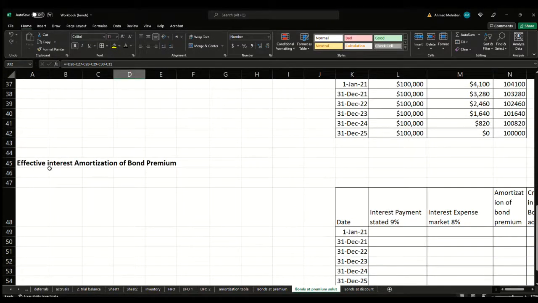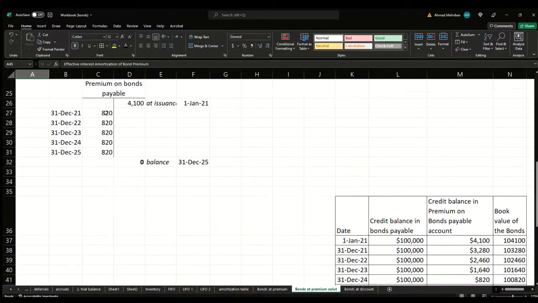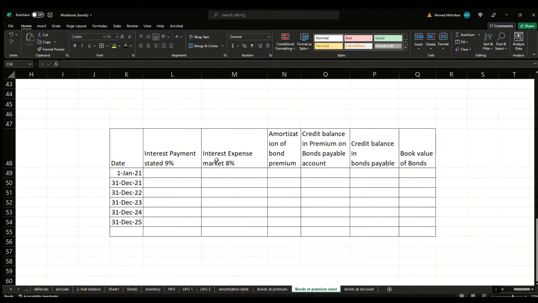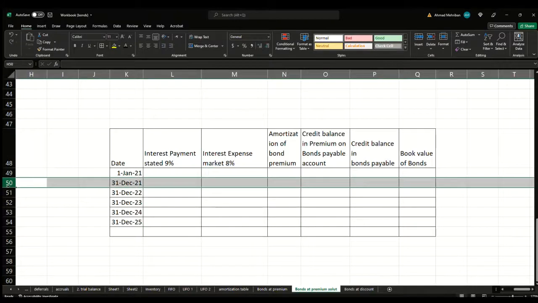This is the most used one, and this one is the one that is required by the IFRSs, and therefore this is the one that probably you should pay attention to most. Now, the logic is exactly the same. However, the calculation is a bit more complicated than the one that we do with the straight line. The straight line basically divides into equal parts. This one is going to use the stated interest rate and then the market interest rate, and then calculate their differences.